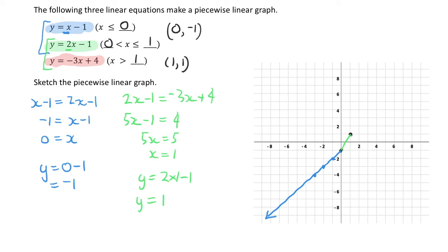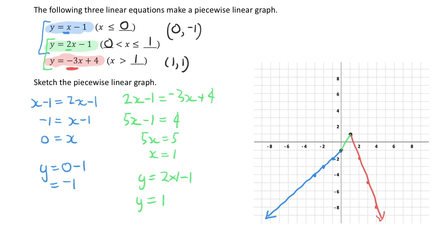Now to finish off my piecewise graph, I can mark in my third equation, and that third equation has a gradient of negative 3. A gradient of negative 3 means that every time I move over 1, I go down 3. So applying that, over 1, down 3, and mark it as a dot, over 1, down 3, mark it as another dot. Once I have a few dots on my graph, I can go ahead and draw that straight line. And again, because there's no endpoint in my domain, I can put an arrow, and that is my completed graph.